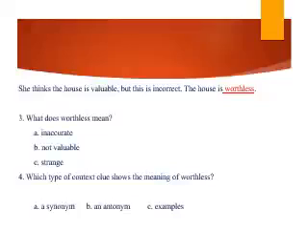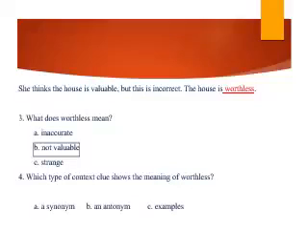Now solve question number 3. What does worthless mean? Think about the context clues that can help you answer this question. She thinks the house is valuable, but this is incorrect. So if that is incorrect, what does that mean about the house? The answer is not valuable. That's correct. The reason is that she thinks the house is valuable, but it's wrong or incorrect. The house is not valuable. The house is worthless. Worthless means not valuable.